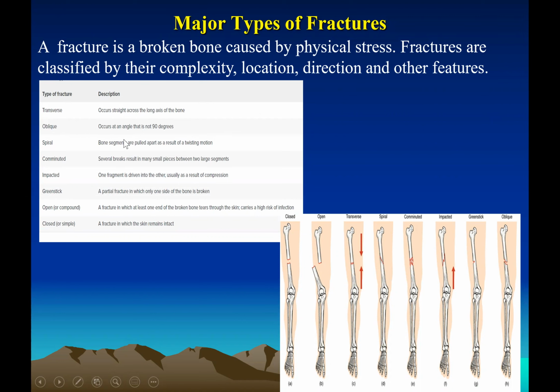A spiral fracture, the bone segments are pulled apart because of a twisting motion. Comminuted is several minor breaks. Impacted is one fragment is driven into the other. Green stick is a partial fracture in which one side of the bone is broken. Open fracture, a fracture in which at least one end of the broken bone tears through the skin. Closed fracture is when the skin remains intact.